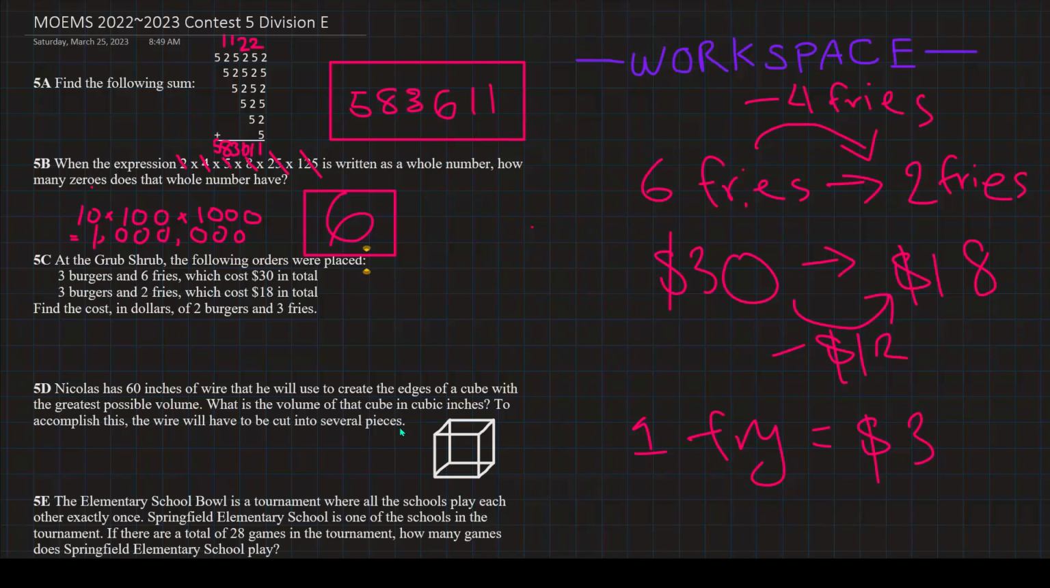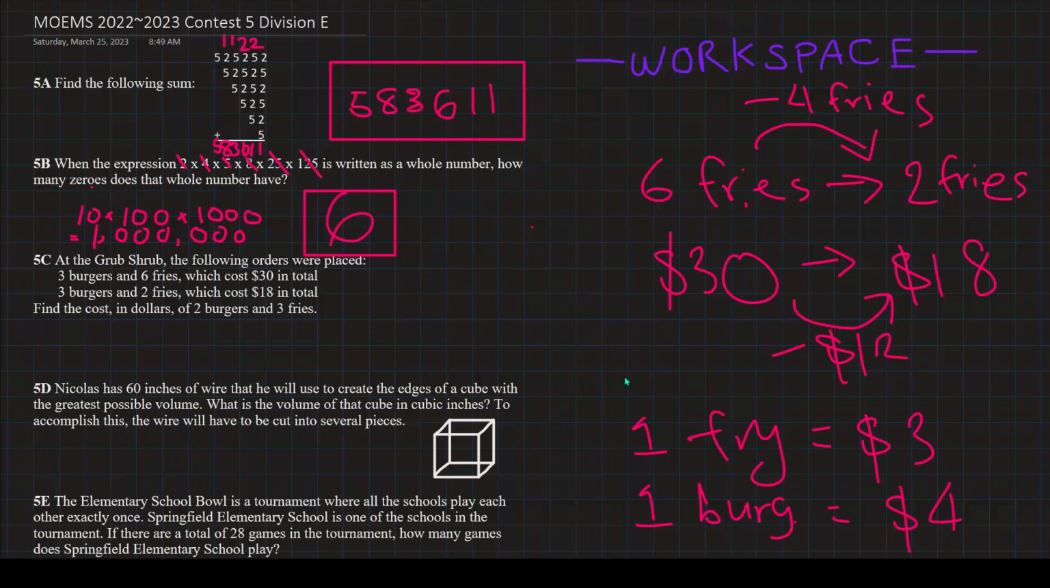Now what about burgers? How do we find the individual cost of 1 burger? Well, now we already know the individual cost of a fry, right? So let's take this second order as an example. 3 burgers plus 2 fries, which we know each cost $3, cost $18 in total. So 3 burgers plus $6 is equal to $18. If we subtract $6 from 18, we get $12. So 3 burgers is equal to $12. Then 1 burger, I'll just write burg for burger, is equal to $4.